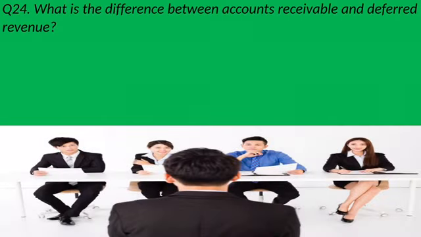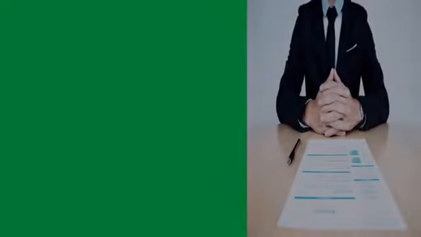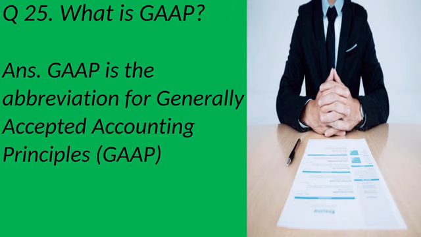What is the difference between accounts receivable and deferred revenue? Accounts receivable is cash yet to be received from products or services that are already sold or delivered to customers, whereas deferred revenue is the cash received from the customers for services or goods not yet delivered. What is GAAP? GAAP is the abbreviation for Generally Accepted Accounting Principles.